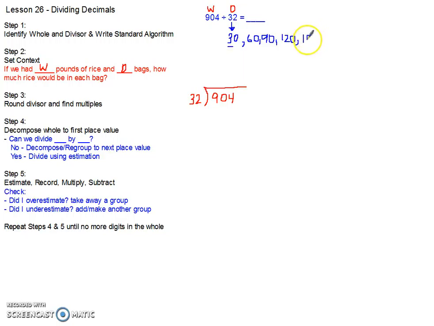15 tens. So by decomposing my original divisor, it's easier to skip count. So skip counting by 30s would be 30, 60, 90, 120, 150. And if I need to go up further as I go along, I can. So I've done step 3. Now I start with step 4.